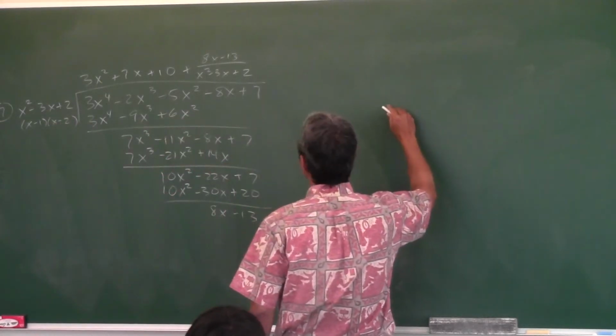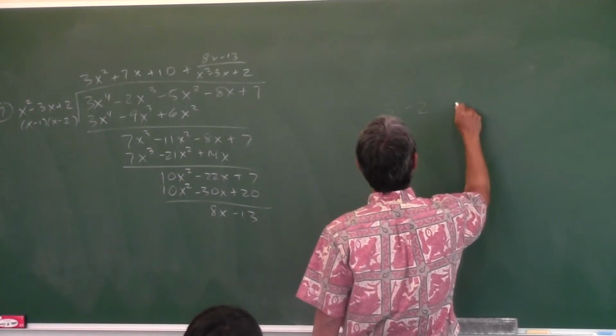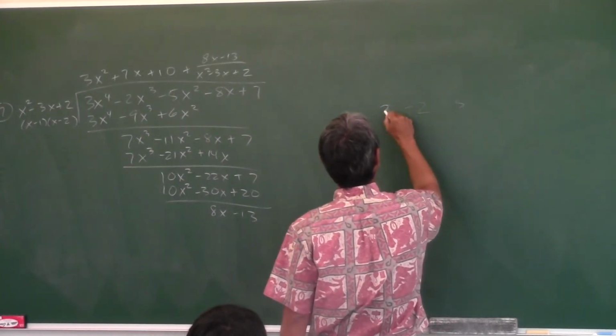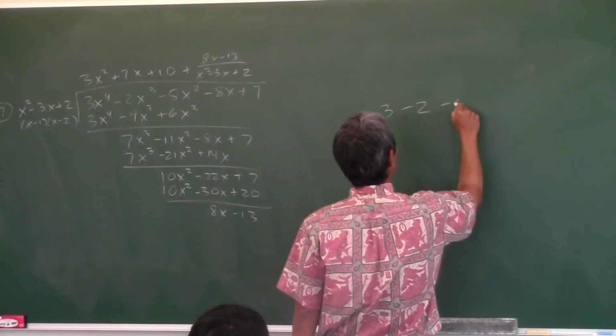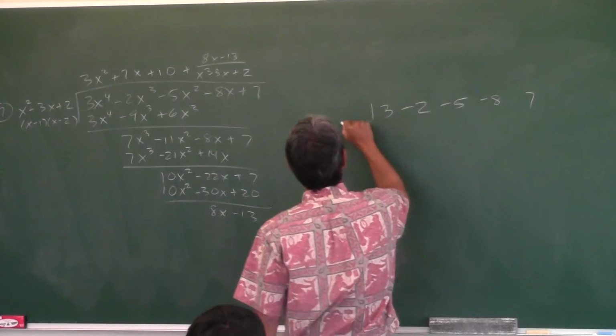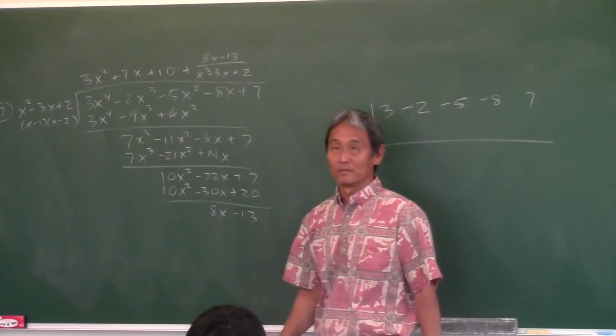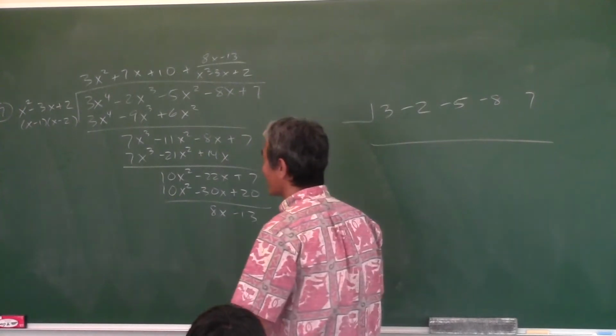So let's do the synthetic division. So 3. See, that's why you can't just memorize stuff. 3, negative 2, negative 5, negative 8, 7. Okay, so we do synthetic division by, which one you want to do first, the 1 or the 2? 1, because 1 comes before 2. Sure.